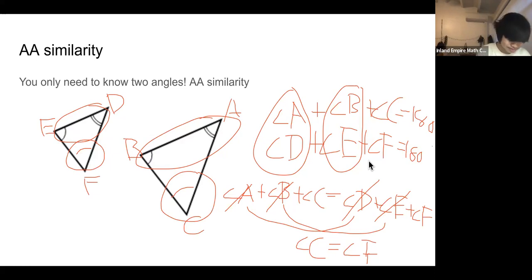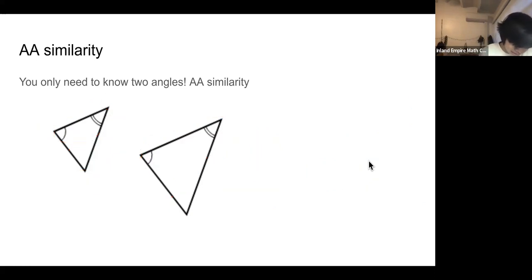And therefore, if we know that these two triangles have 2 of the same angles of the same value, then we know that these two triangles are similar. So basically, these two triangles must be similar if we know that they have the same 2 angles. So does that make sense to everybody?